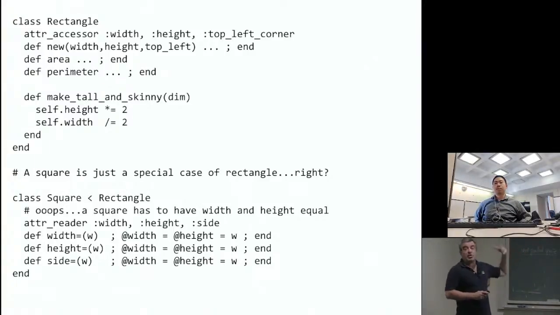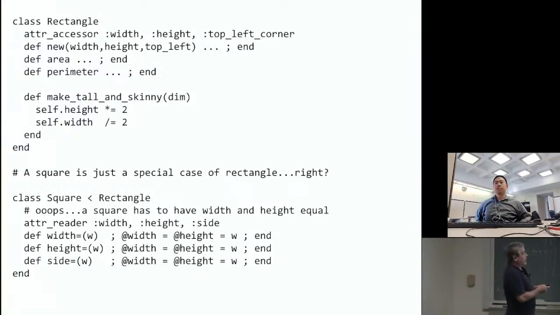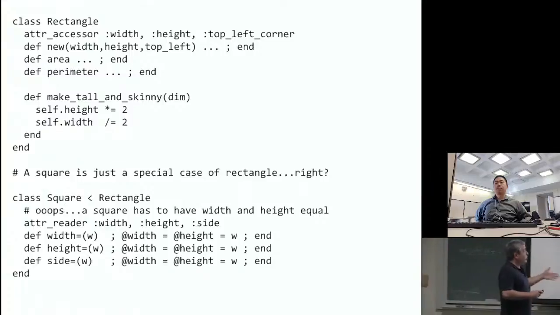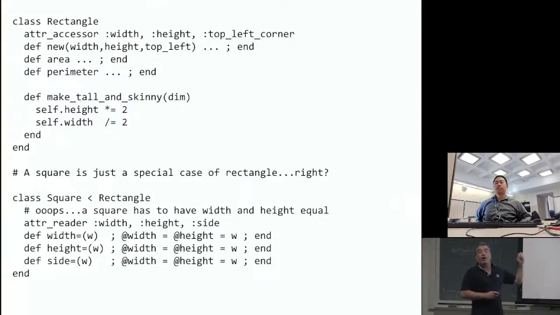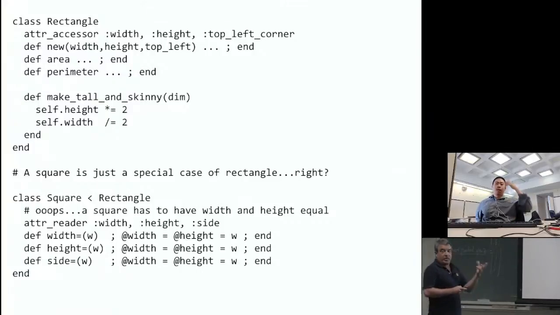Because even in a strongly typed language, if we had declared square as a true subclass of rectangle, then from a type safety point of view, as far as the compiler is concerned, it's perfectly legal to pass a square wherever a rectangle is expected. And yet, it is possible for the thing that you pass to be asked to do this behavior, which is totally incompatible with squares.